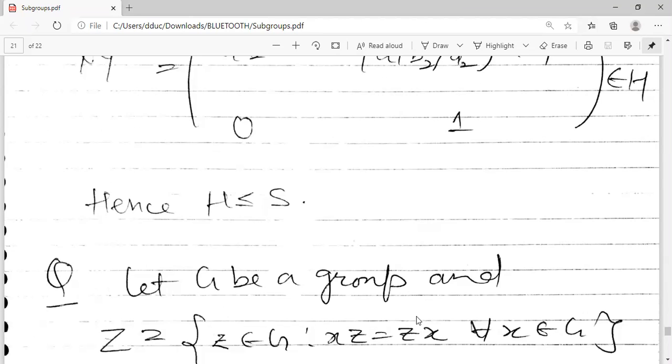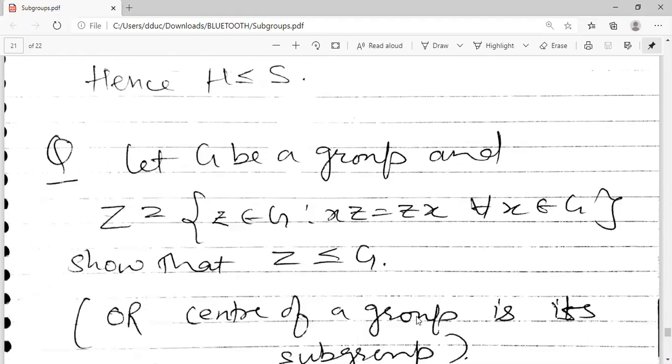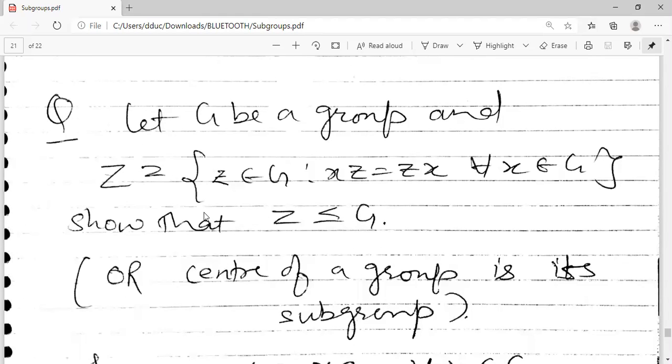Now you have another example here. G is a group, and Z is equal to the set of Z belonging to G such that XZ is equal to ZX for every X belonging to G. We have to show that Z is a subgroup of G. As we have seen the definition of center of a group, you can see that this is nothing but the center of a group: all those elements of G such that ZX is equal to XZ for every X belonging to G. So basically in this example, you have to show that the center of a group is its subgroup.